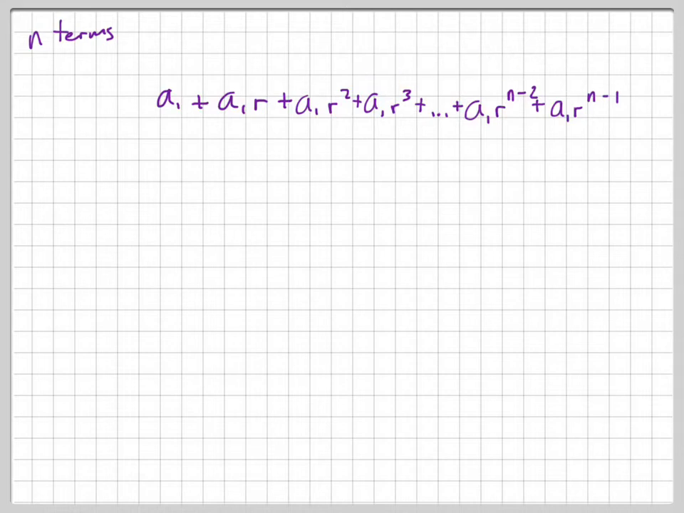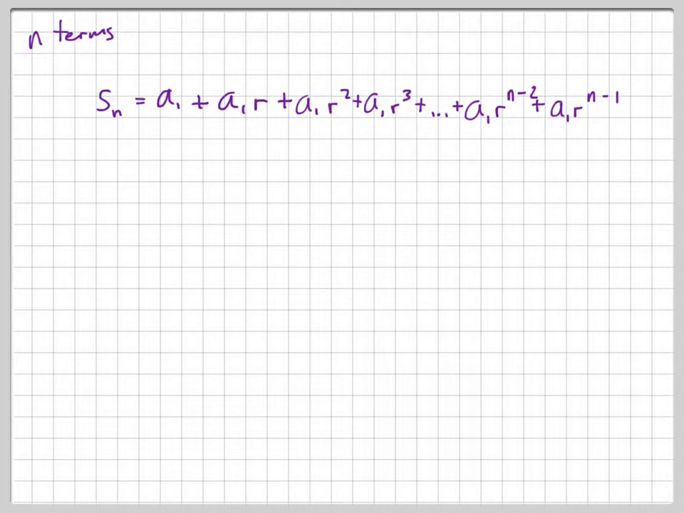Now, I said 10 just to help you see it concretely. But we're saying we don't know the number of terms. That's why I did a dot, dot, dot right here. All right, so this equals the sum of n terms of a geometric sequence.